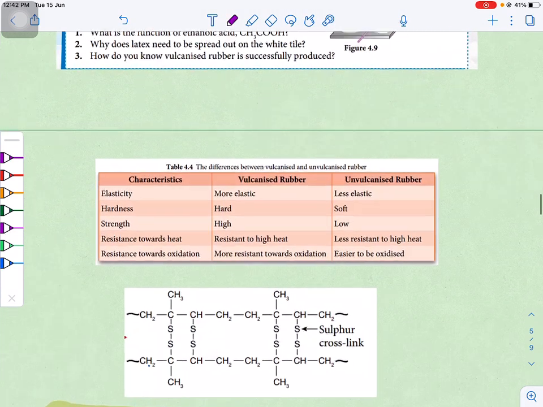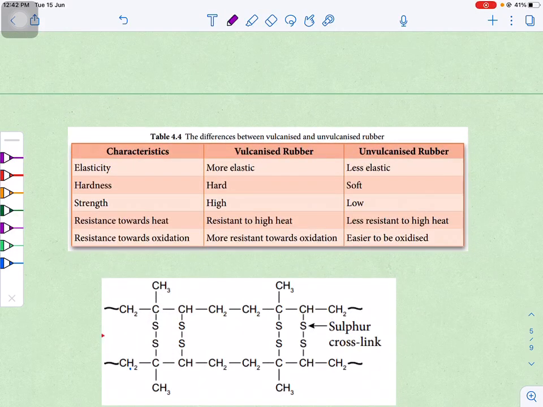Okay, so this is the difference between the characteristic of vulcanized rubber and unvulcanized rubber. So bila sebut unvulcanized rubber, meaning that this is the original rubber before treatment. So vulcanized more elastic, unvulcanized less elastic. Vulcanized more hard, unvulcanized soft. Vulcanized more strength, unvulcanized low strength. Resistant to heat, vulcanized is more resistant, unvulcanized is less resistant. And towards oxidation, vulcanized rubber is more resistant, susah nak berlaku oxidation, whereby unvulcanized rubber easy to be oxidized, so dia bau busuk.